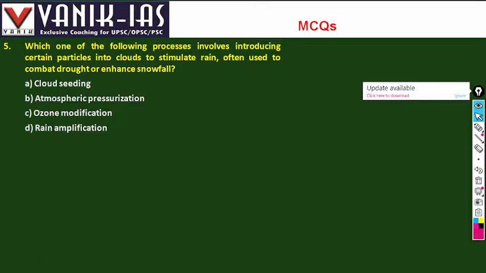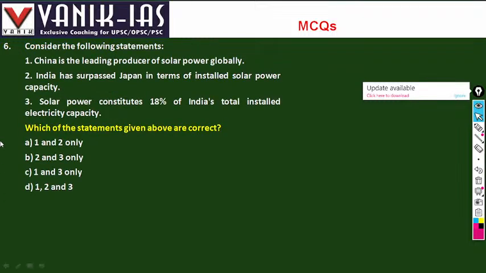The following process involves introducing certain particles into clouds to stimulate rain, often used to combat drought and enhance snowfall. The process is popularly known as cloud seeding. That was done recently in Dubai and led to heavy rain. Consider the following statements: China is the leading producer of solar power globally, right? India has surpassed Japan in terms of installed solar power capacity. That is incorrect. Solar power constitutes 80% of India's total utility capacity. Here 1 and 3 are correct, but 2 is wrong.